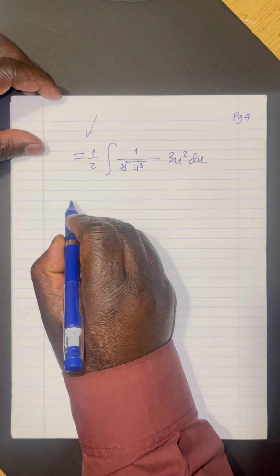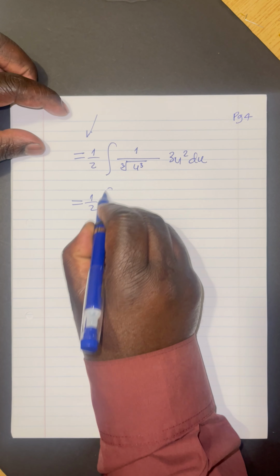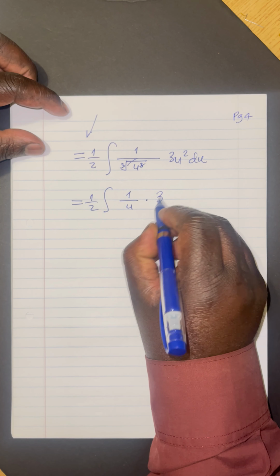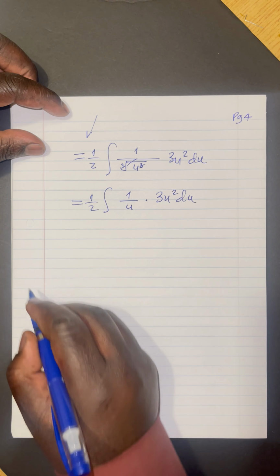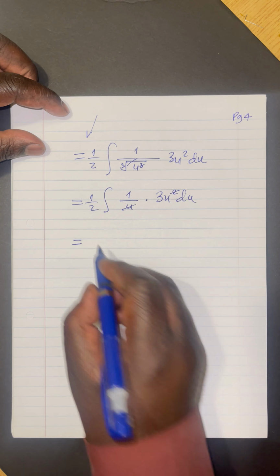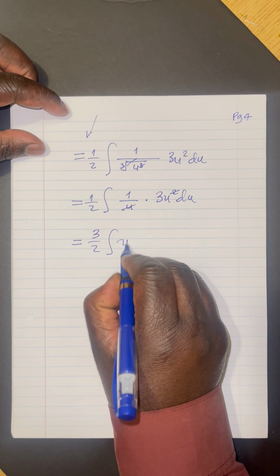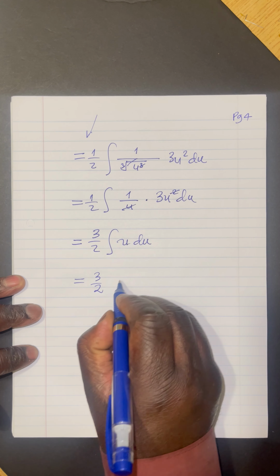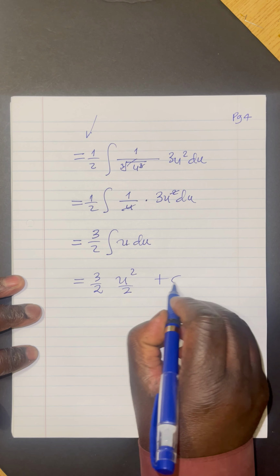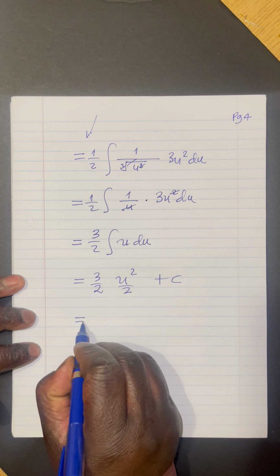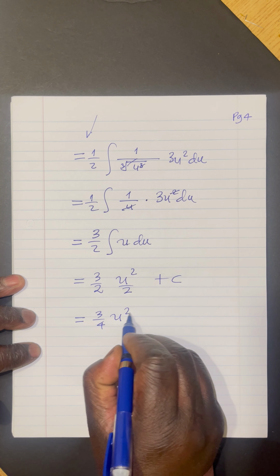Now simplifying this, let me put this aside now. Simplifying this, what we have now is 1 over 2, the integral of, watch this, 1 over, this cancels that obviously, u, and we're multiplying this by 3u squared du. Take 3 out because it's a constant, and simplify, cancel u there, and that's what you have. So I'm going to have 3 over 2 now, the integral of u du. Now, integral of u, you'll agree with me, that is actually u squared over 2. Then we have to say plus c because we're dealing with an indefinite integral. Simplifying this part, you'll agree with me that this is 3/4 u squared plus c.